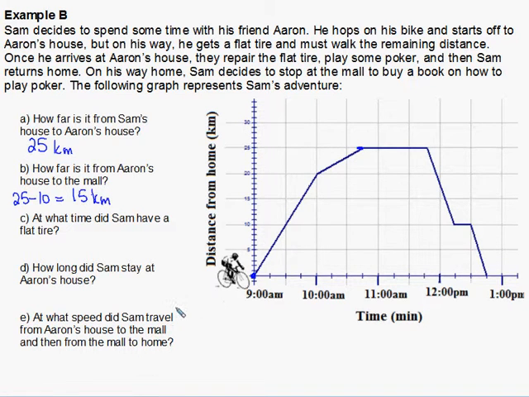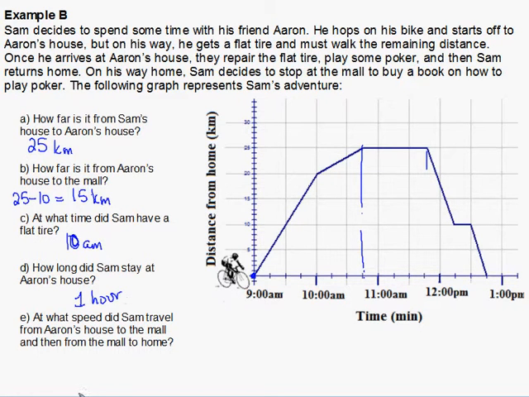Right? Okay. What time did he have a flat tire? 10. Right? 10 o'clock, because that's when he slowed down. How long did he stay at Aaron's house? We're from here to here, so about an hour.